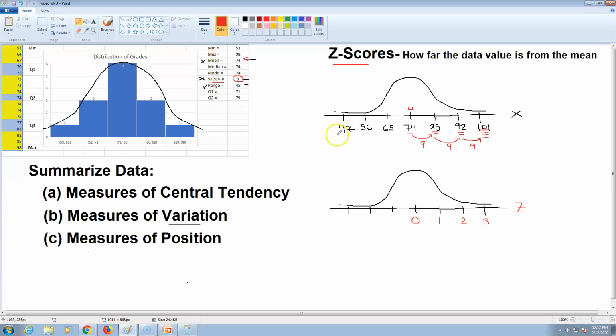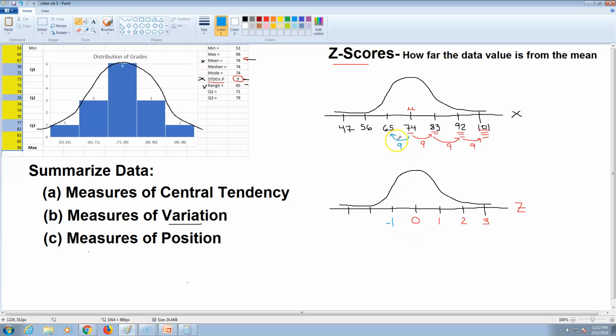Okay, now I'm going to do the same thing to the left. Same idea. So how many 9s did I use to get to 65 from 74? I used one 9. However, I'm not going to write positive 1 to the left of 0 here. 65 is the first mark to the left of the middle. So this mark is the first mark to the left of the 0. I'm not going to put 1. Instead, I'm going to put -1. Why -1? Because I'm counting to the left. But it's still one 9.